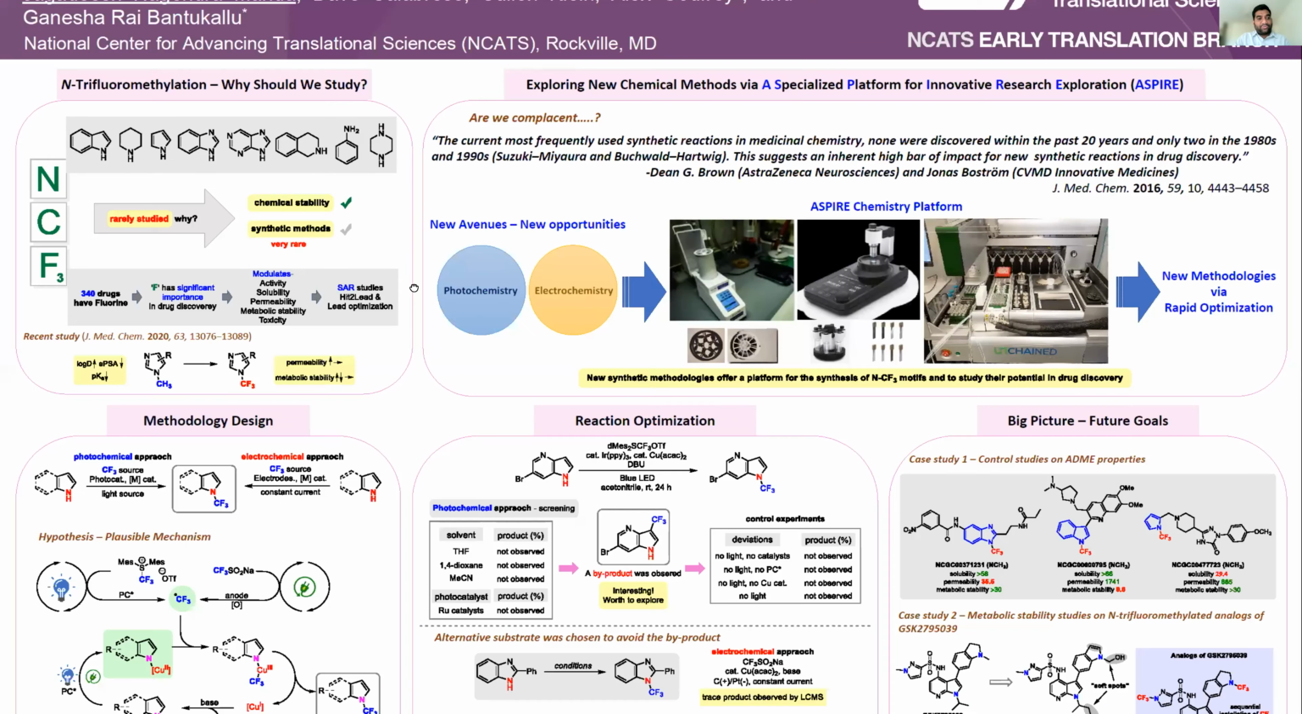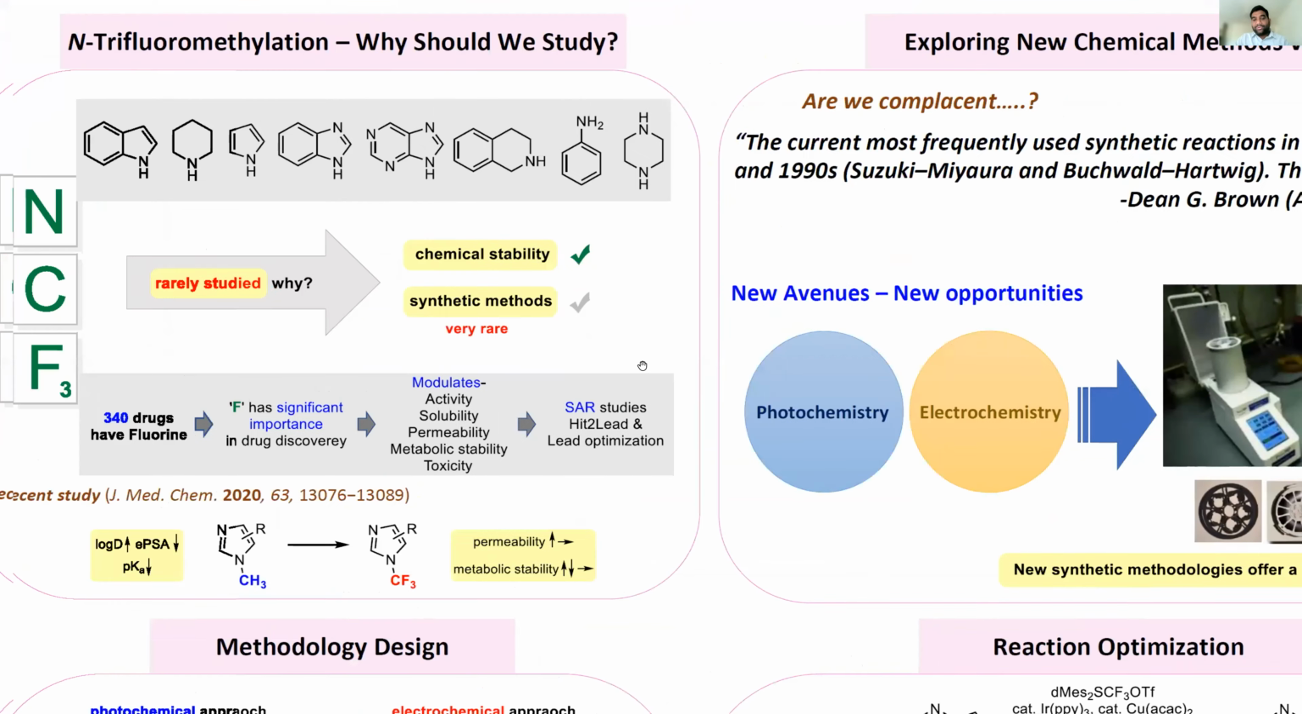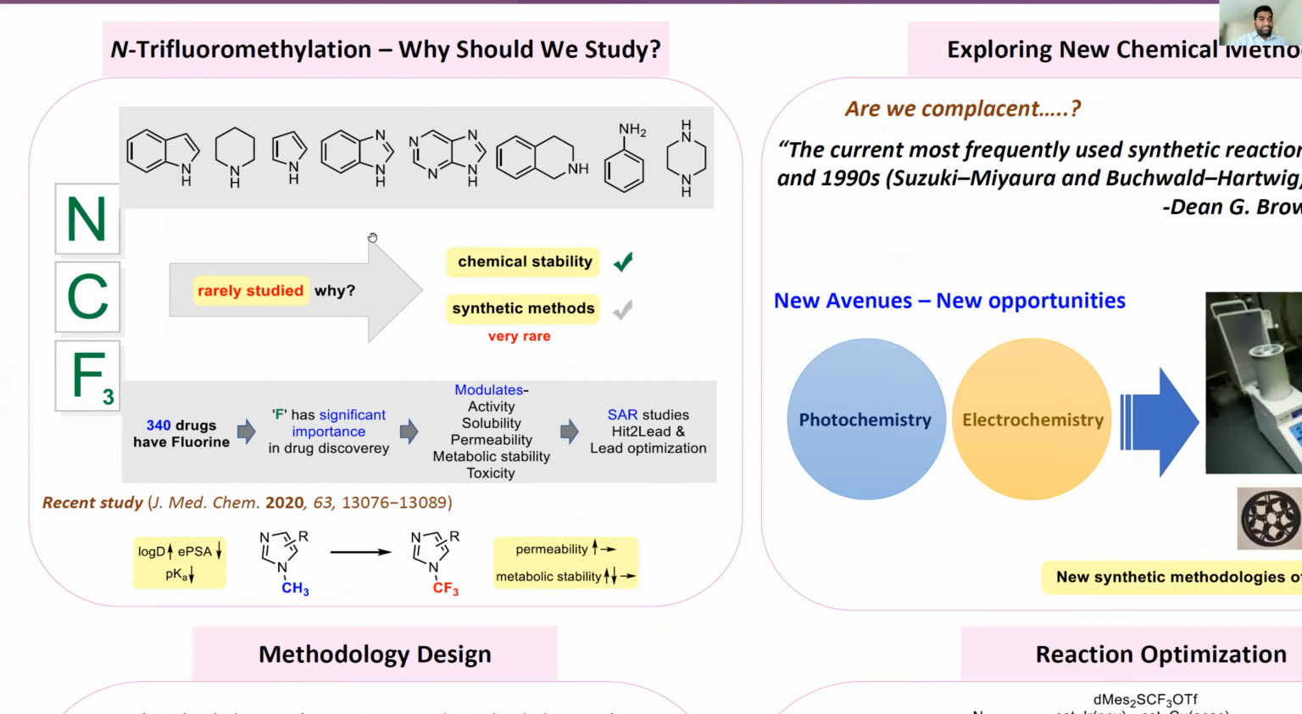So why N-trifluoromethylation? As we all agree, nitrogen-containing compounds, specifically heteroarenes and amine functionalities, occupy a major chemical space in current drug discovery processes. Apart from that, fluorine has significance in drug discovery, and the introduction of fluorine into small molecules can modulate different properties, including activity and DMPK, which is clearly demonstrated by nearly 340 drugs currently on the market that contain fluorine.